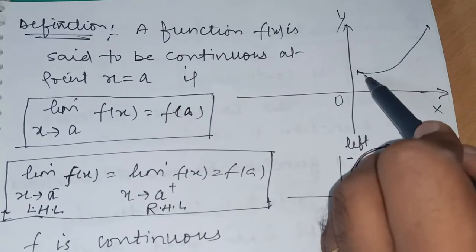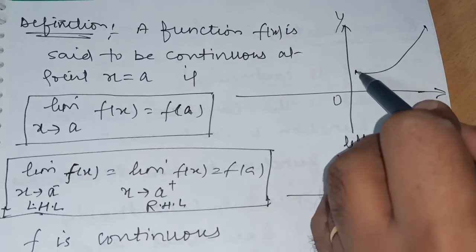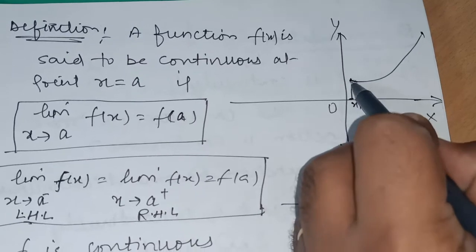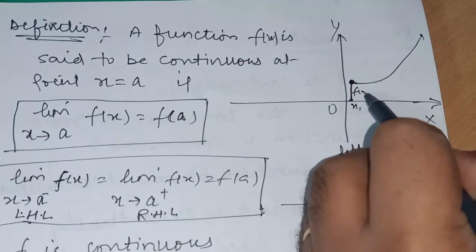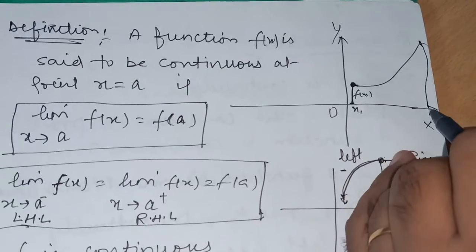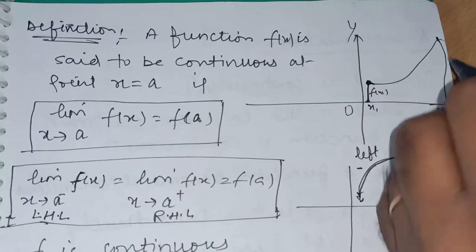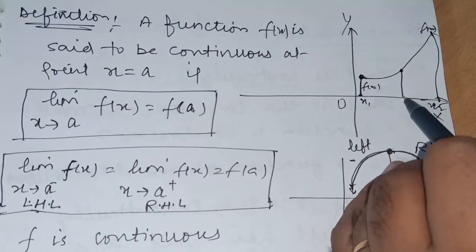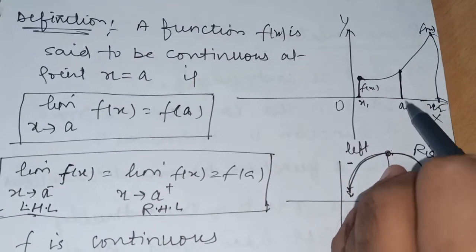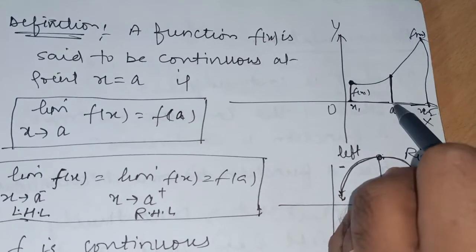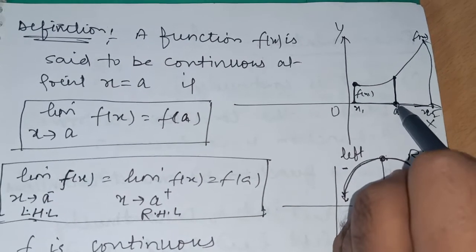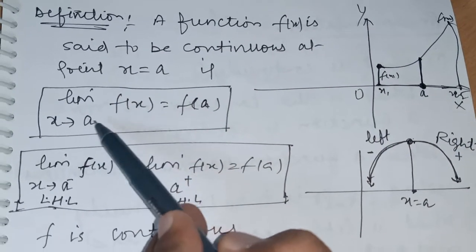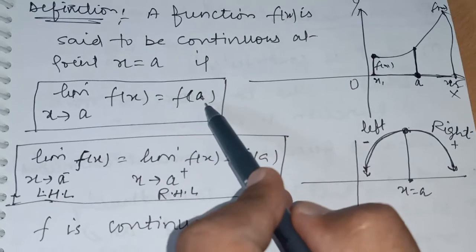You can say this is a graph. If this is some x1, the point is considered with the value f(x1). If this is some x2, this is f(x2). Let there be some point a which is our limit point. If you want to show the function is continuous at x equal to a, you have to show limit x tends to a, f(x) is equal to f(a).